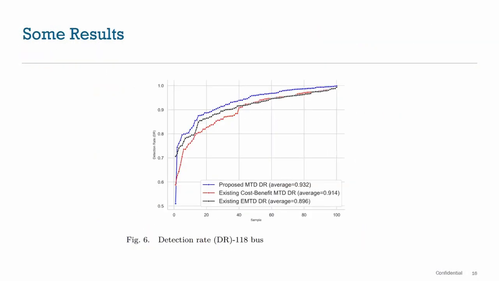I have brought some results of our submitted papers, to IEEE Transactions on Power Systems regarding this. Since it is a submitted paper, I have just brought a small proportion of the results. I can't present the whole paper.